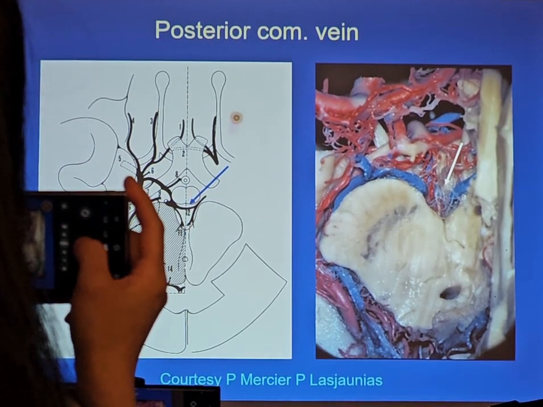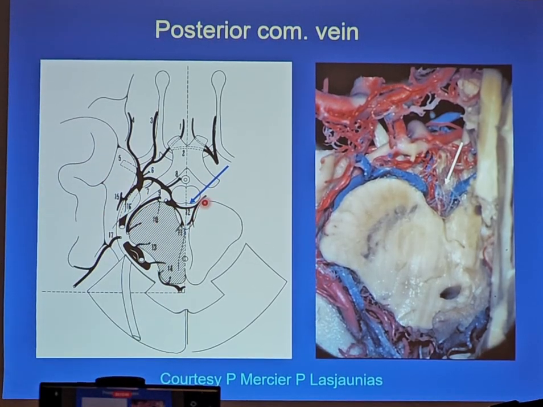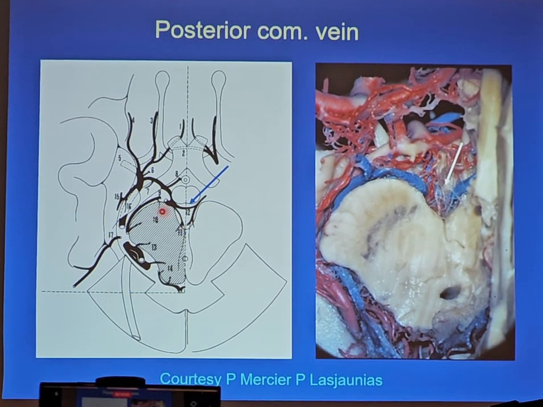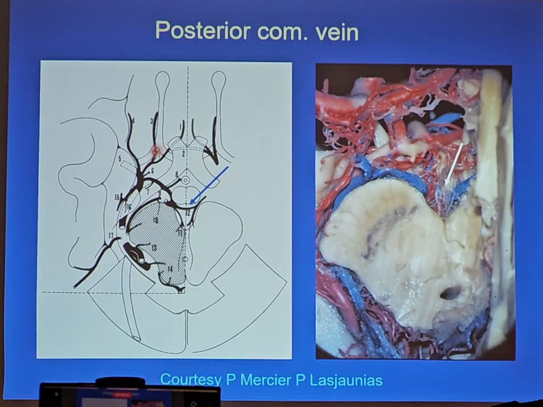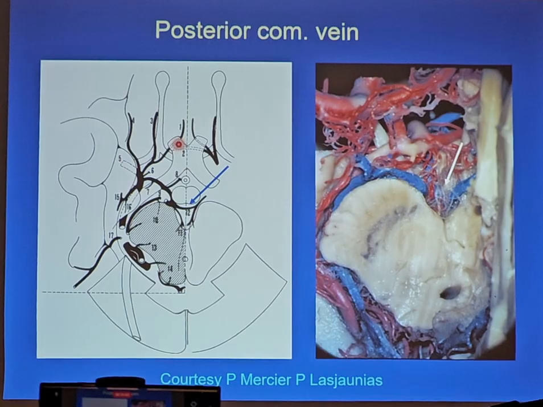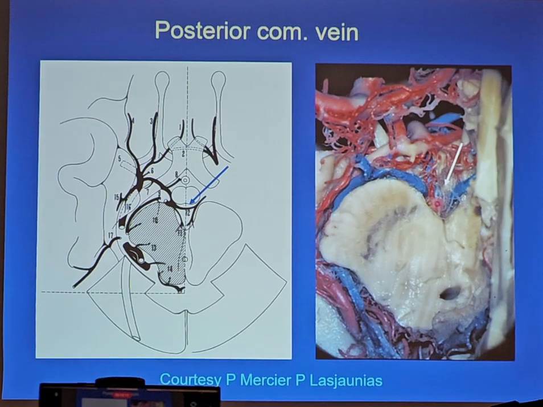So here we have the posterior communicating vein. It's at the level of the interpeduncular cistern. It collects blood from both sides, obviously, and from the adjacent midbrain level, and it anastomoses with and potentially drains the cortex of the inferior posterior frontal lobe. You can see again the communicating vein at the level of the interpeduncular cistern between the left and the right side.